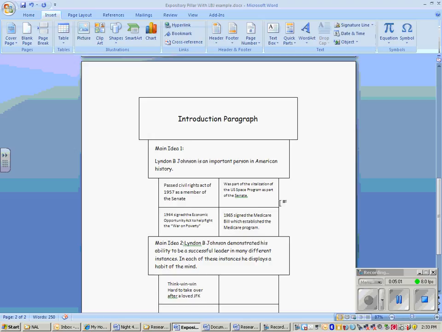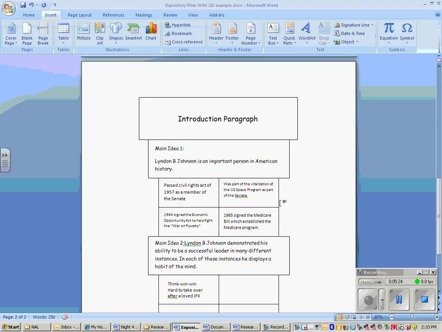Lyndon B. Johnson passed the Civil Rights Act of 1957 as a member of the Senate. Lyndon B. Johnson was part of the revitalization of the U.S. space program as part of the Senate. Lyndon B. Johnson also signed in 1964 the Economic Opportunity Act to help fight the war on poverty. Lyndon B. Johnson signed the Medicare bill in 1965 and established the Medicare program.